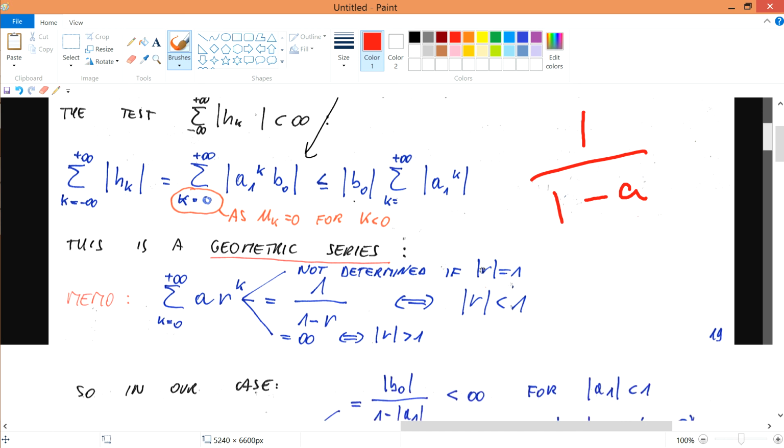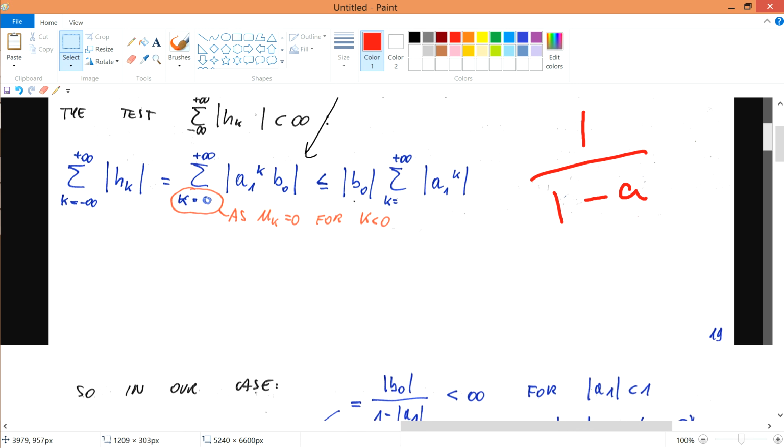Next, I'll clear a few things because it's really messy right now. As u_k is equal to 0 for k smaller than 0, this summation is all the way from k equals 0 to infinity. Let's continue. We last stopped here and said that this is a geometric series. So therefore I can rewrite it as b0 times 1 over 1 minus a1.